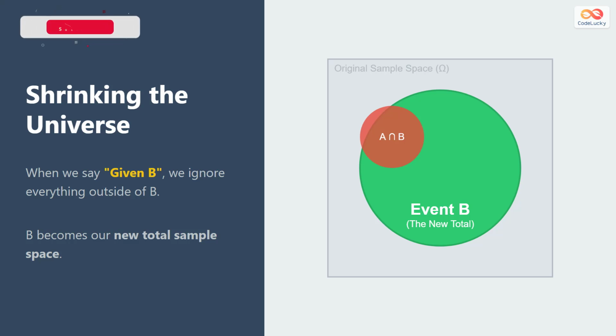Think of it this way: the condition B shrinks our universe. We ignore everything that is not B. Event B becomes our new total sample space, and we simply look for the part of A that exists within this new space.